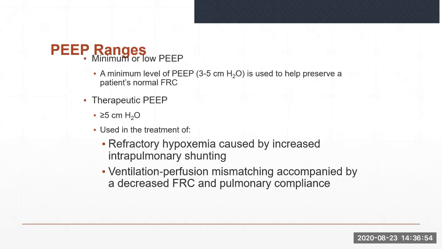Therapeutic PEEP is PEEP that is greater than or equal to 5 centimeters of water pressure. It is used in the treatment of refractory hypoxemia caused by increased intrapulmonary shunting and ventilation perfusion mismatching, accompanied by a decreased FRC and pulmonary compliance. High levels of therapeutic PEEP, equal to or greater than 15 centimeters of water pressure, are beneficial for a small percentage of patients with ARDS. Because high levels of PEEP are often associated with cardiopulmonary complications, physiological response to therapy must be monitored carefully.